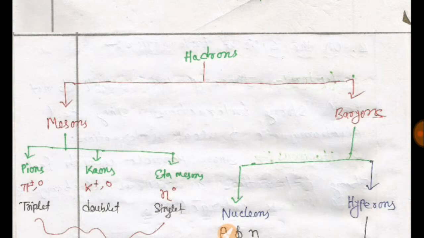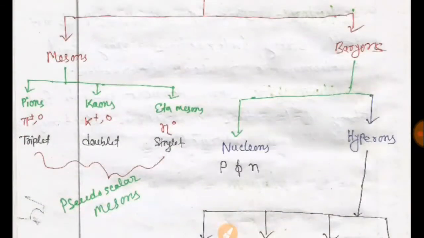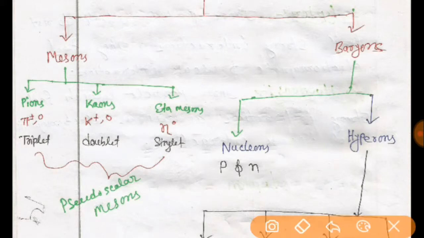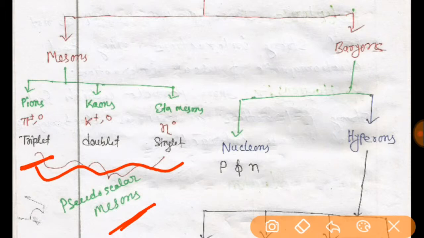Let's talk about hadrons. Hadrons are classified into two categories: number one is mesons and the other is baryons. Mesons are further divided into three categories: pions, kaons and eta mesons. Baryons are further divided into two categories: nucleons and hyperons. These mesons are pseudoscalar mesons. Pions have a triplet, kaons have a doublet, and eta has a singlet.